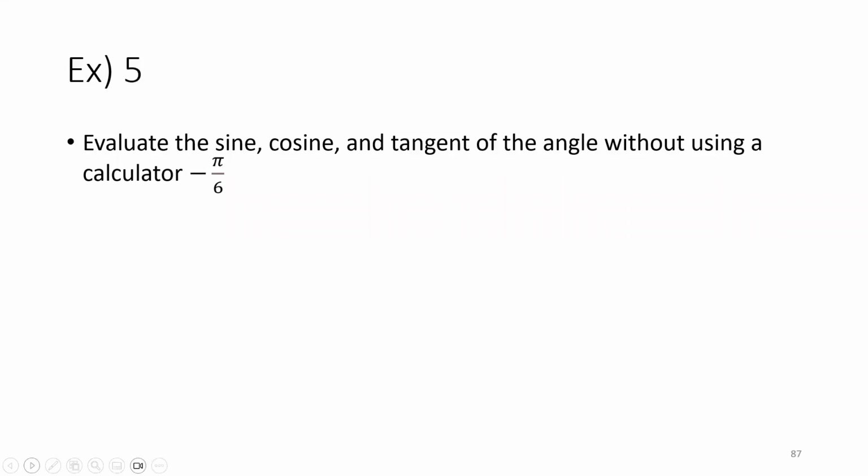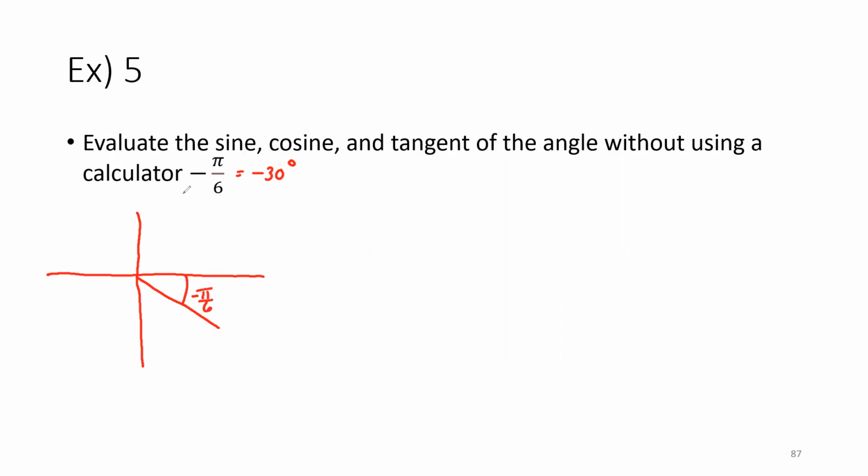Example 5, evaluate the sine, cosine, and tangent of the angle without using a calculator, negative pi over 6. Okay, so our degree is in radians, and I believe pi over 6 is 30. So this is equivalent to saying negative 30 degrees, right? This is a radian. So it is a degree within the unit circle. So first, figure out where that is in the unit circle. So we're going negative 30 or negative pi over 6.